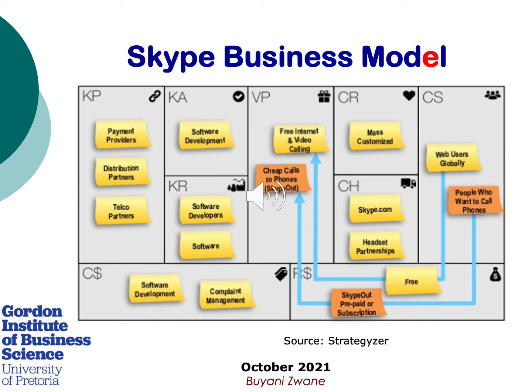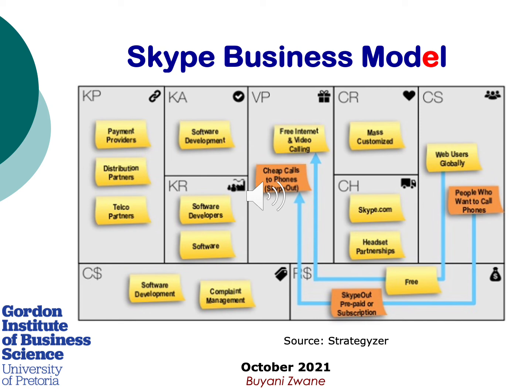You'll come to appreciate that for Skype, their customer segment are web users globally. In terms of income stream, they looked into it and said, in order to be able to have more customers using the platform, they would make it available free of charge. That then became the value proposition, where they afford free internet and video calling.